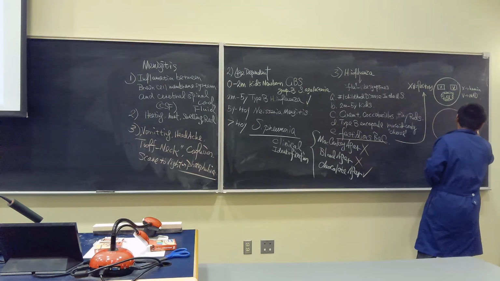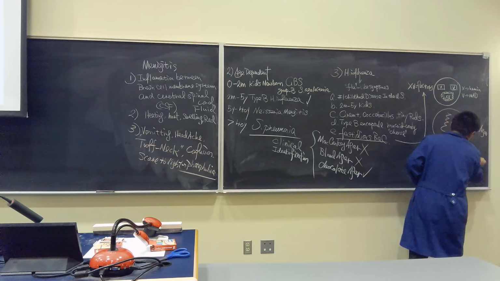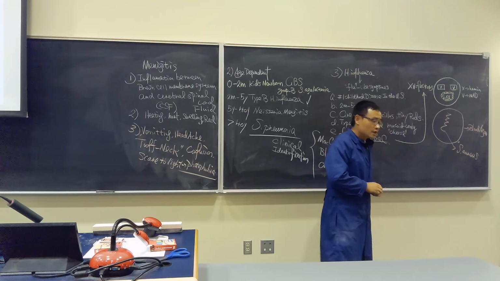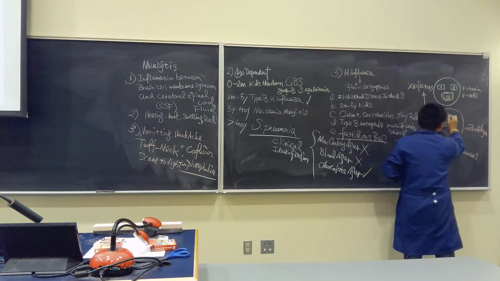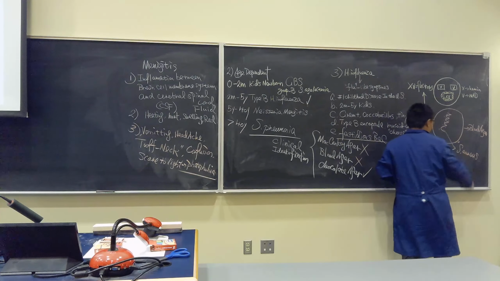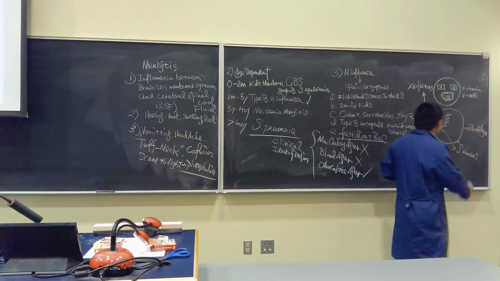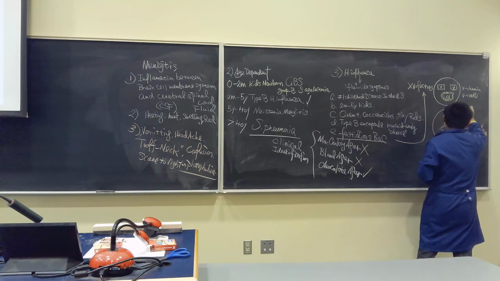And I'm going to grow Staphylococcus aureus. We did that a couple of times in the lab already. And then I grow Haemophilus influenzae. What happened? It's very interesting. It grows there, and it grows surrounding the Staphylococcus aureus. So we call this a satellite phenomenon. Satellite growth.